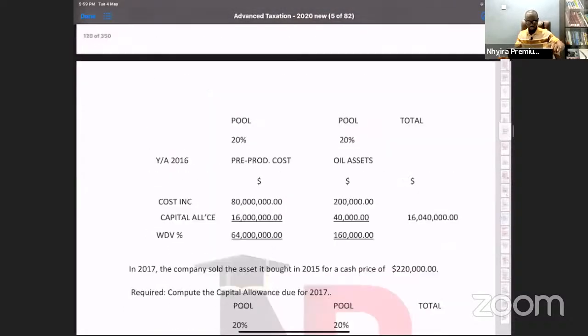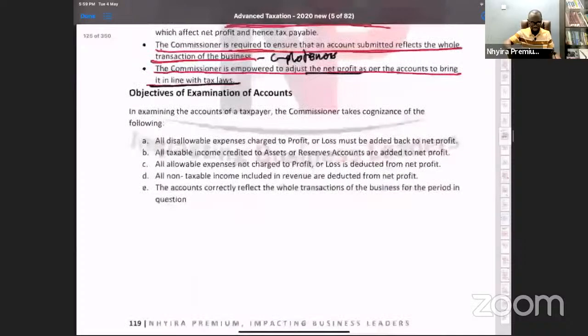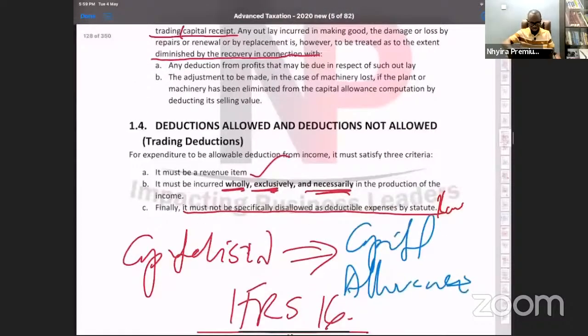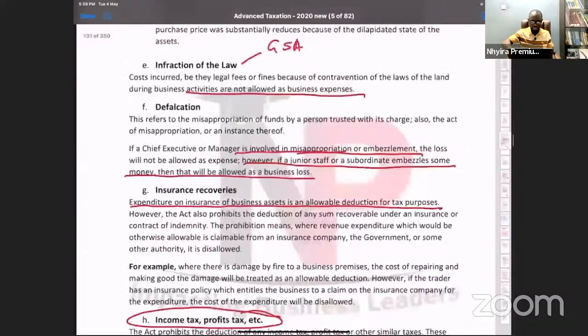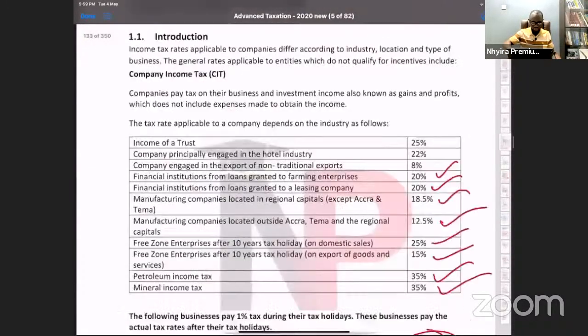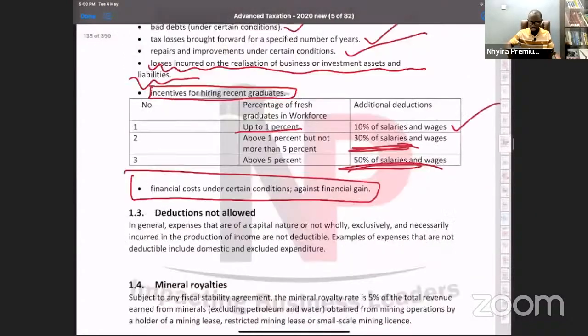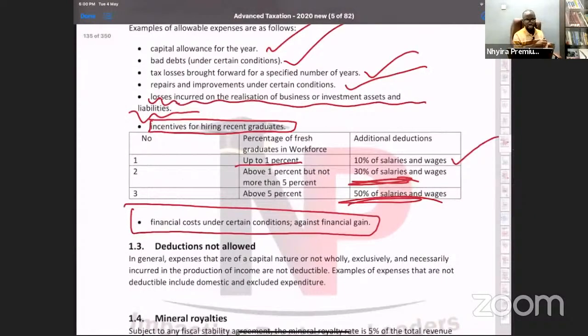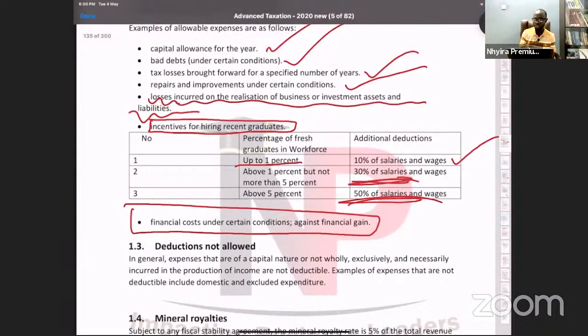Okay, there's capital allowance. Let's see if I can get this in the next 60 seconds. Clock ticking. Should be somewhere. Yeah, this is it. I knew I could get it.